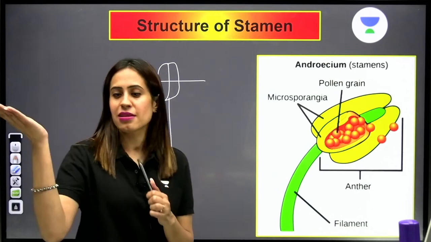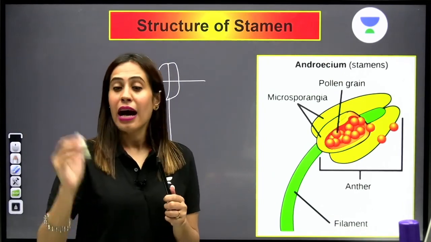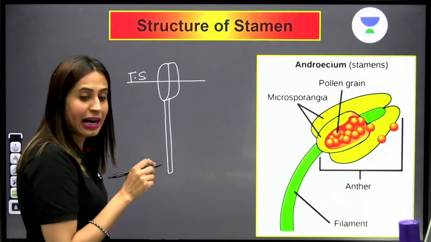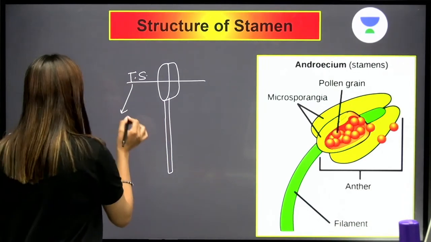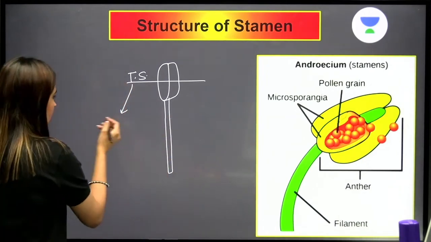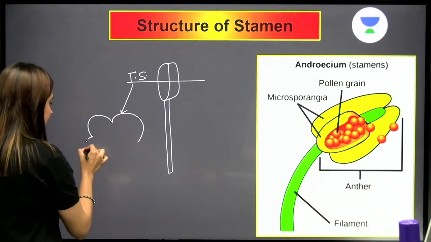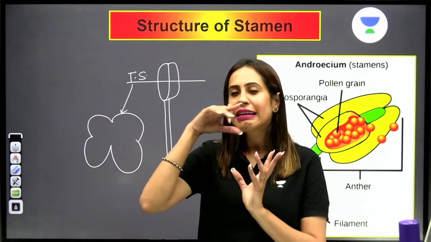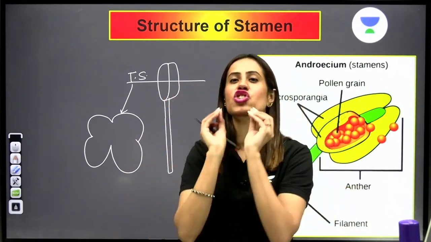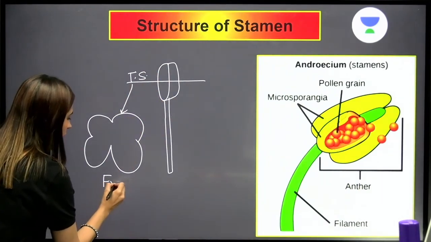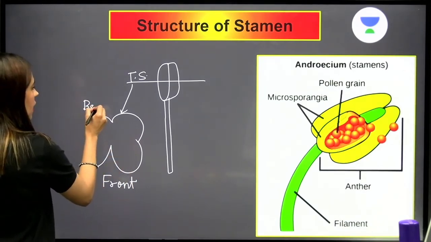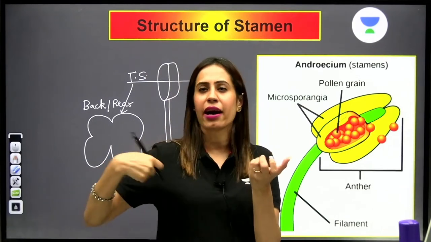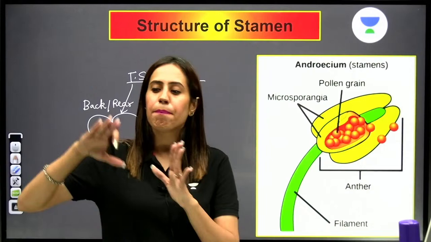So, we have cut a TS of the anther. And what do you visualize? After cutting the transverse section, what do we see? After cutting a TS of the anther, we see a tetragonal structure. What do you mean by tetragonal? Tetragonal means a four-sided structure. So this is the front part and this is the back part. The back part is also known as the rear part. Like in a vehicle we say rear gear, reverse gear, rear is the back part.